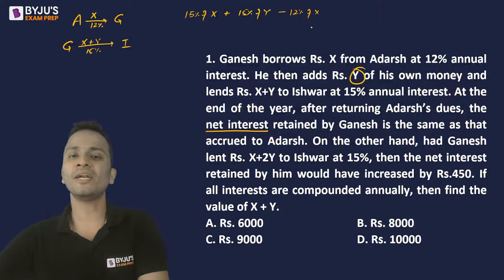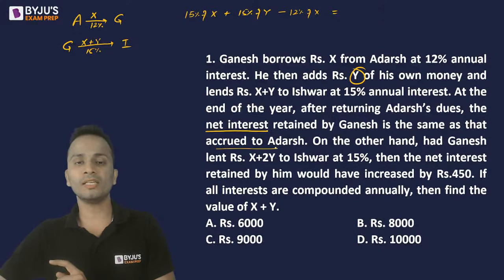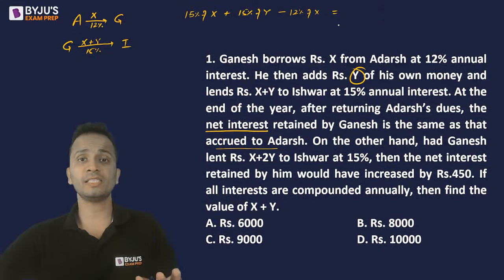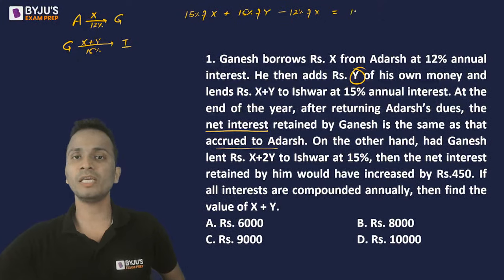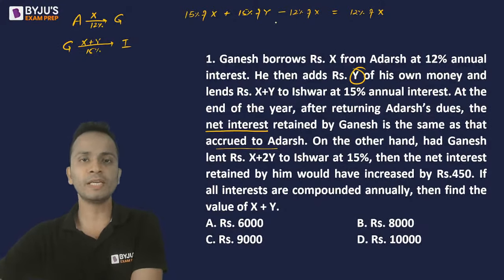So this is the net interest retained by Ganesh, and that should be equal to that accrued to Adarsh. Whatever has been given to Adarsh, this is equal to that. So how much was given to Adarsh? Adarsh was given 12 percentage of X. So if you simplify this, you will get 15 percentage of Y will be equal to 9 percentage of X. All right.